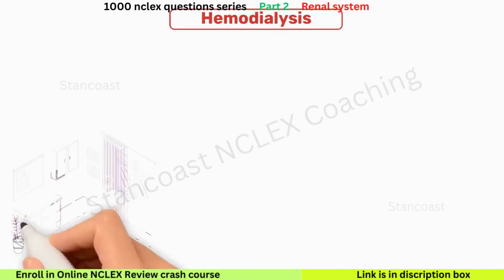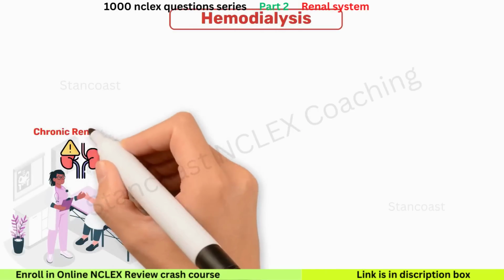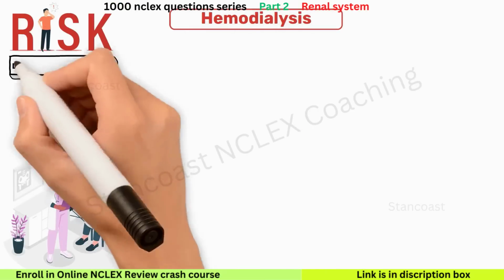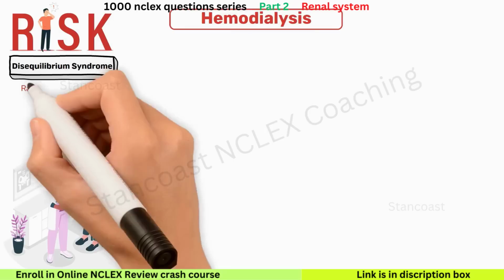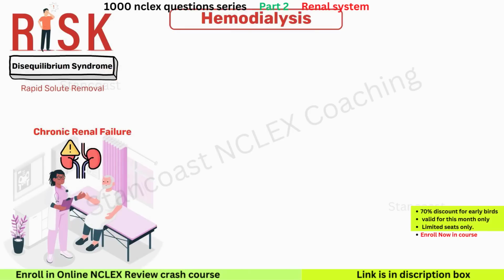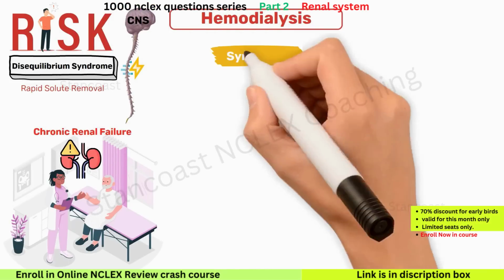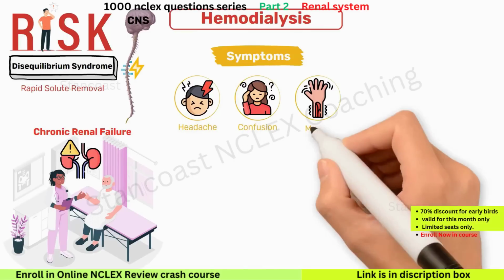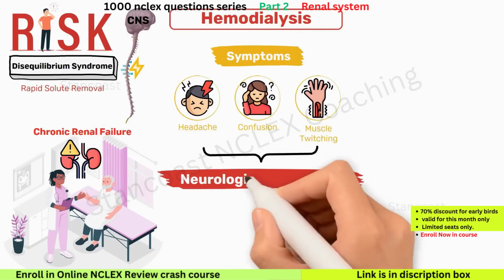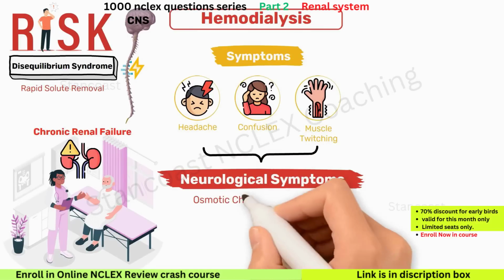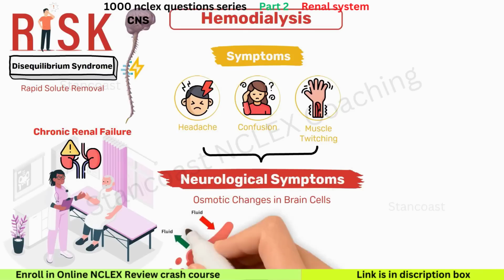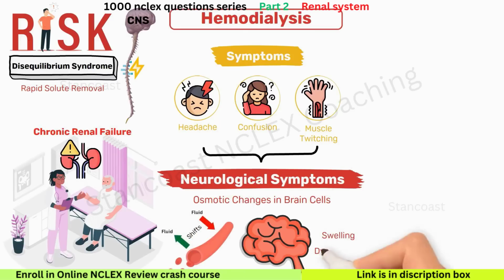During hemodialysis, patients newly diagnosed with chronic renal failure are at risk of developing disequilibrium syndrome due to rapid solute removal from the body. This syndrome primarily affects the central nervous system and can manifest with symptoms such as headache, confusion, and muscle twitching. These neurological symptoms occur as a result of osmotic changes in brain cells due to fluid shifts, leading to brain swelling and dysfunction.